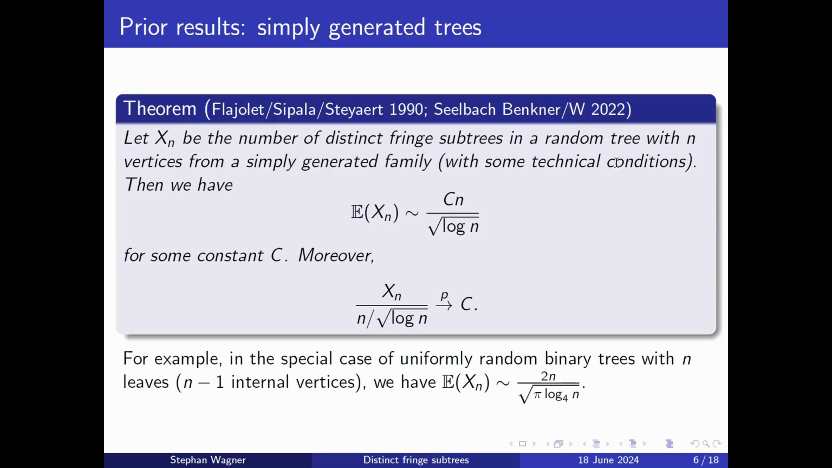So in this case, we have an order of magnitude of n over square root n. In today's talk, however, I will be mainly interested in binary search trees. That's a slightly different random model than uniformly random binary trees. And we will see what's happening there.